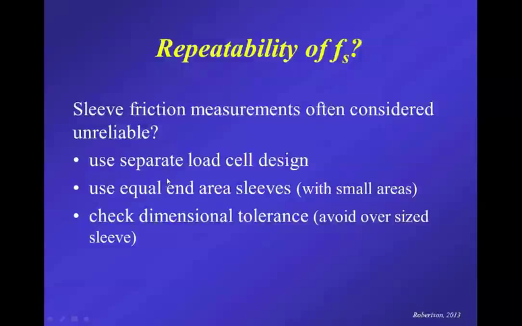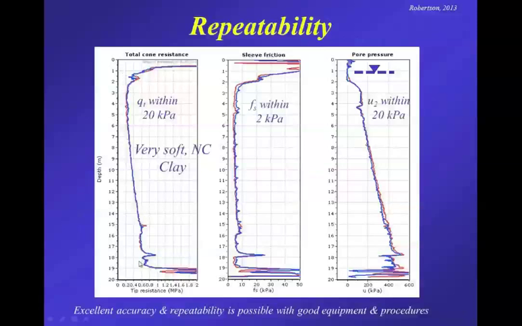And when you follow these rules of separate load cells, equal end area sleeves, and avoiding oversized sleeves, then experience has shown that the sleeve friction is in fact very close to the remolded strength of the clay and is quite repeatable. And here's an example. This is from a soft clay site. This is actually from the University of Berkeley research site at the Hamilton Air Force Base in San Francisco Bay Area on the north side of the bay, essentially normally consolidated young bay mud with a little bit of a crust. And you can see excellent repeatability with two soundings here.